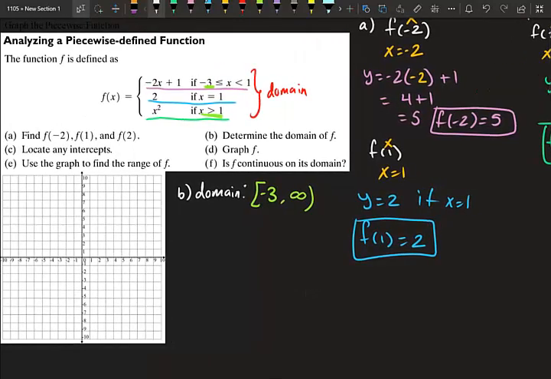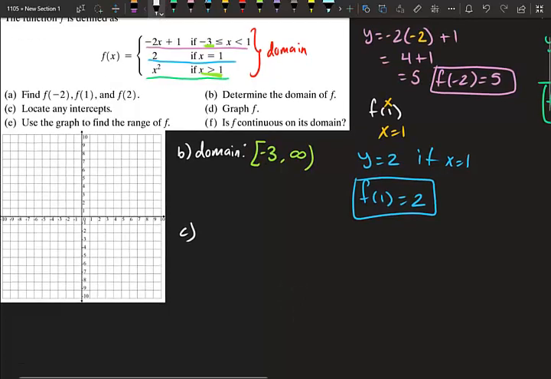Alright, part C, intercepts. So intercepts, we always have two types. We're always going to start with y first. The y-intercept is usually the easiest thing to find in almost every equation. So for the y-intercept, we make x equal 0. So that's what x has to be. So let's just see if that fits the domain.